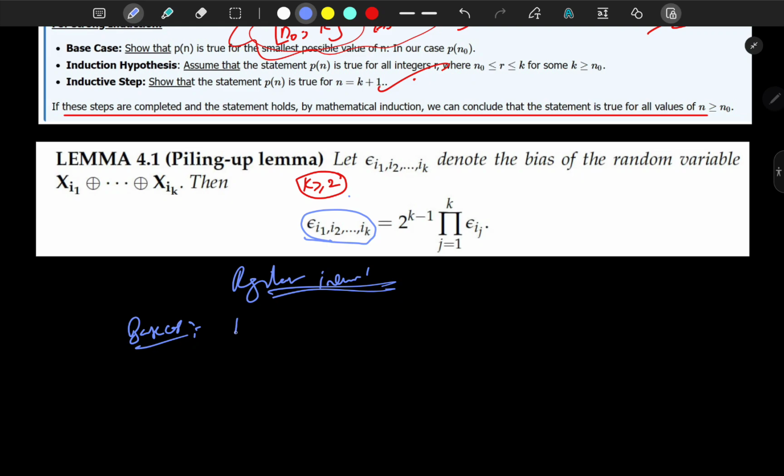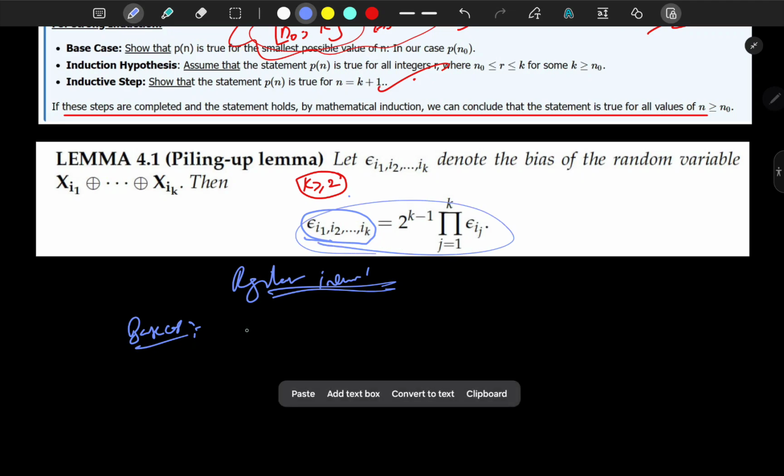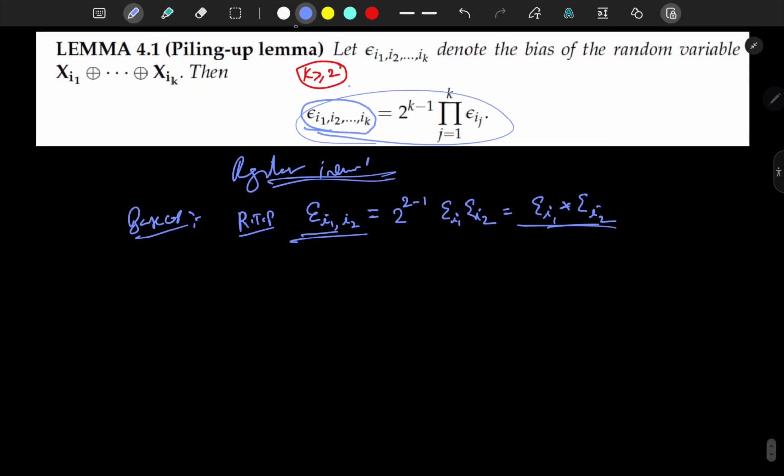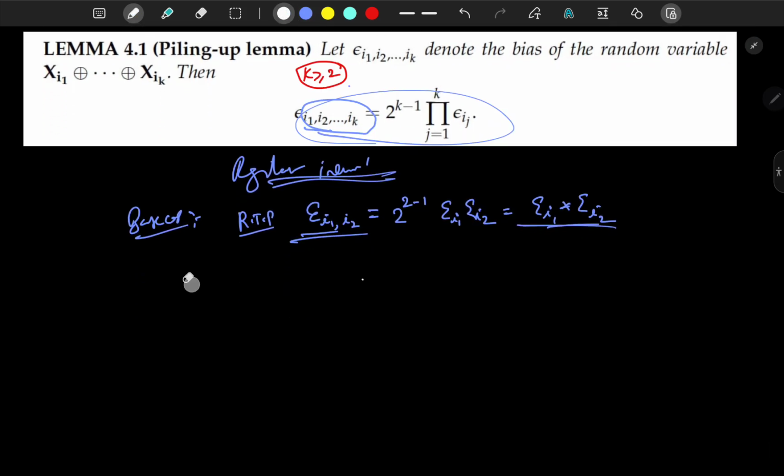We have to show, that is, required to prove, that epsilon i1 comma i2 equals 2 to the power 2 minus 1 into epsilon i1 into epsilon i2, that is equals epsilon i1 into epsilon i2. This is what we have to show. So how to show it? Just consider the LHS, epsilon i1 comma i2.